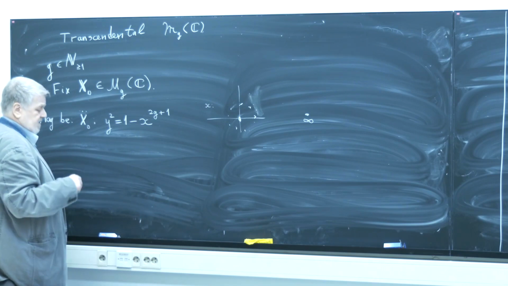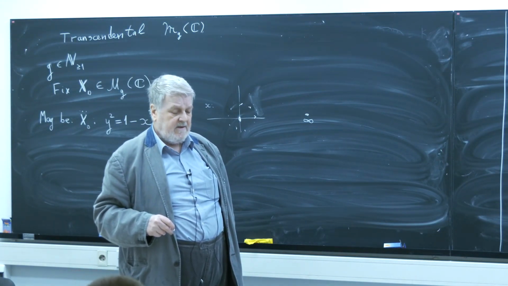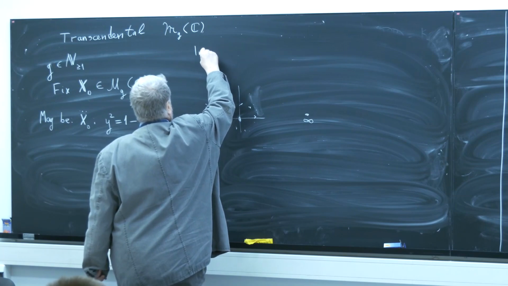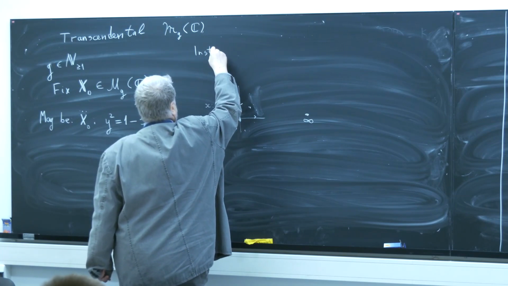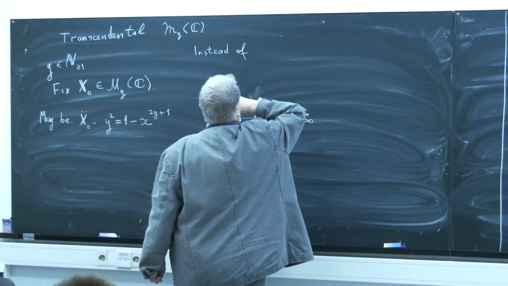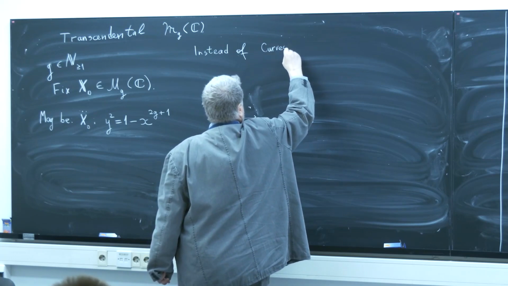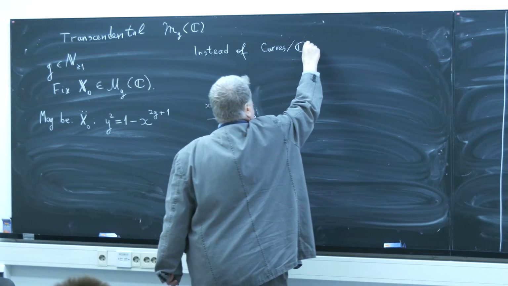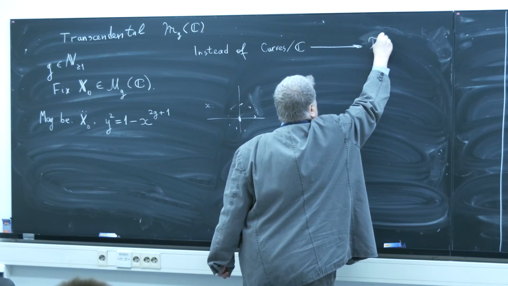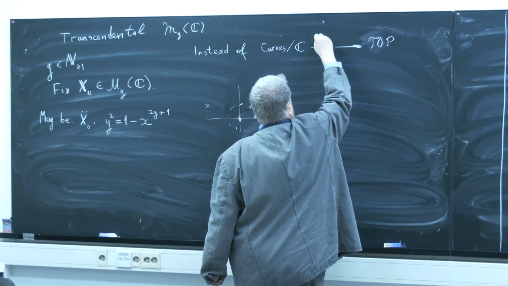And as for the functoriality of the theory, instead of considering the functors, curves over C to its topological model, sorry, we denote functors like this, forget.